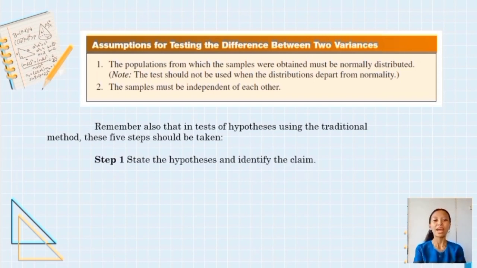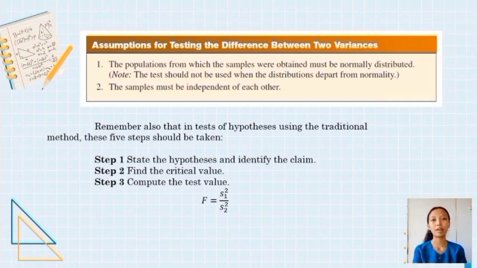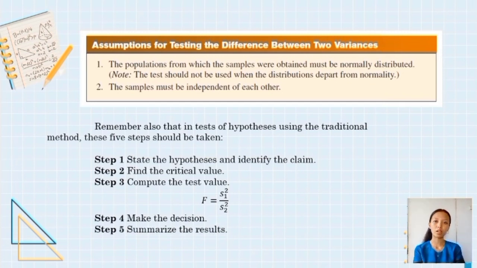the first step is to state the hypothesis and identify the claim. Second step is to find the critical value. Third step is to compute the test value using the formula F equals S squared sub 1 all over S squared sub 2. Fourth step is to make the decision, and the last step is to summarize the results.